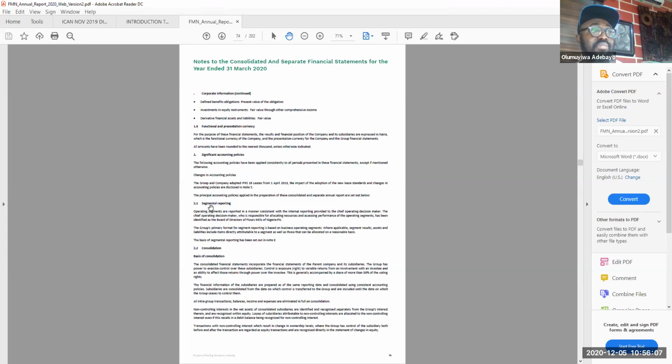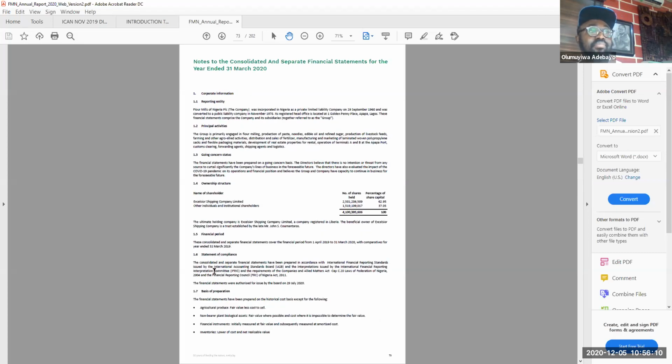Now, you saw the statement of compliance. You must include it compulsorily; once it's omitted, such statements will not be considered IFRS financial statements. The statement of compliance reads as follows. The consolidated and separate financial statement has been prepared in accordance with the International Financial Reporting Standards issued by the International Accounting Standards Board and the interpretations issued by the International Financial Reporting Interpretations Committee, and the requirements of the Companies and Allied Matters Act, Cap C20, Laws of the Federation of Nigeria, 2004, and the Financial Reporting Council of Nigeria Act, 2011.